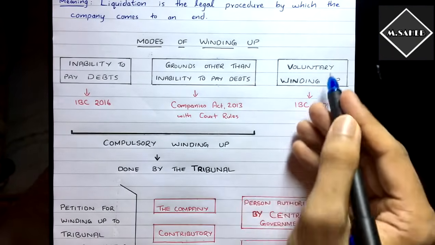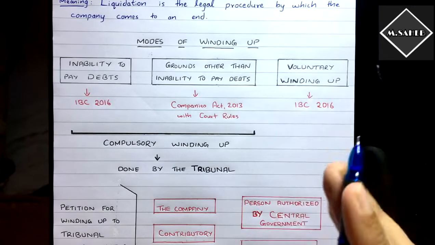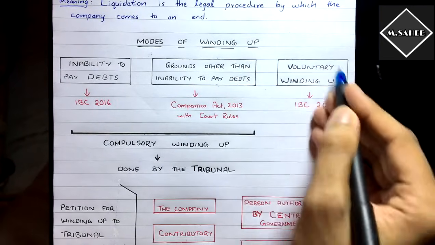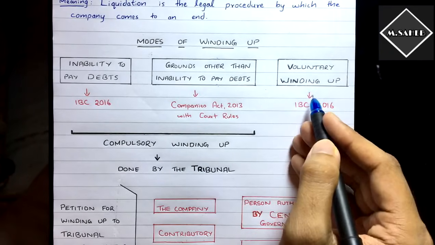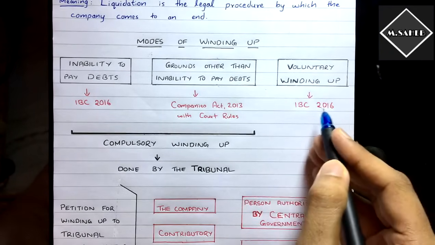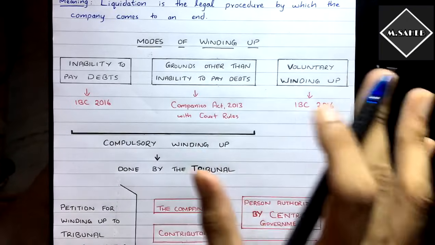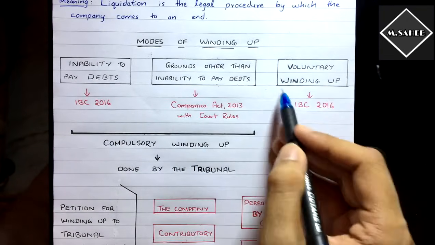And the last is voluntary winding up. If the company wants to close down, to shut down the company because the purpose of the company or the duration of the company has been satisfied, it has been completed, then what?